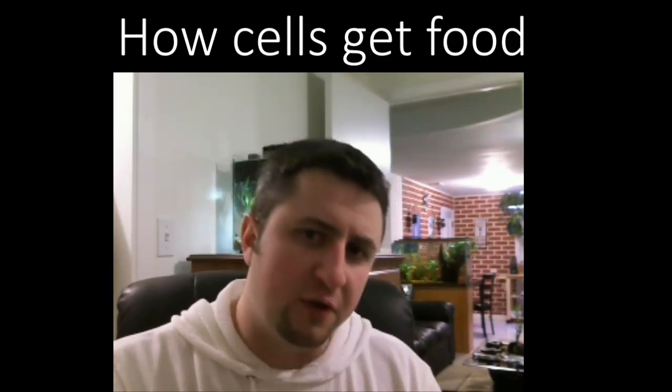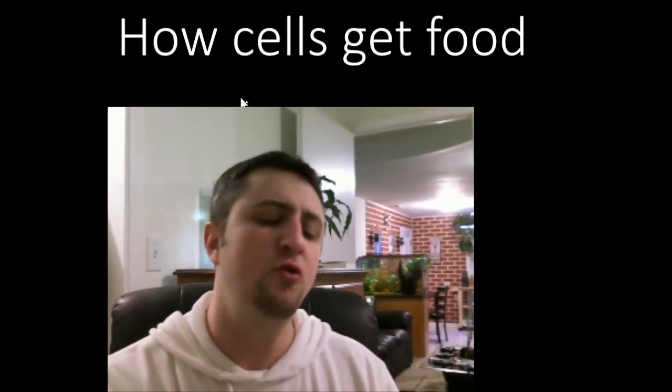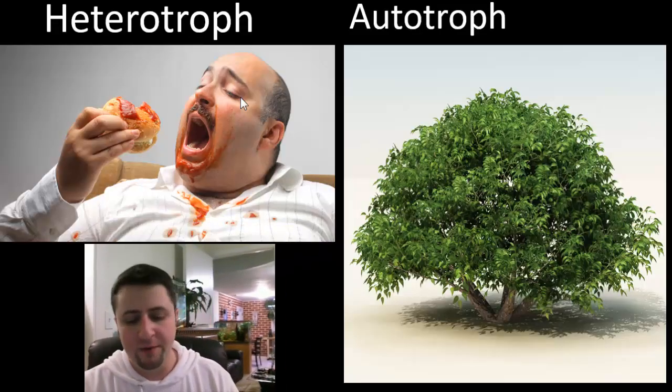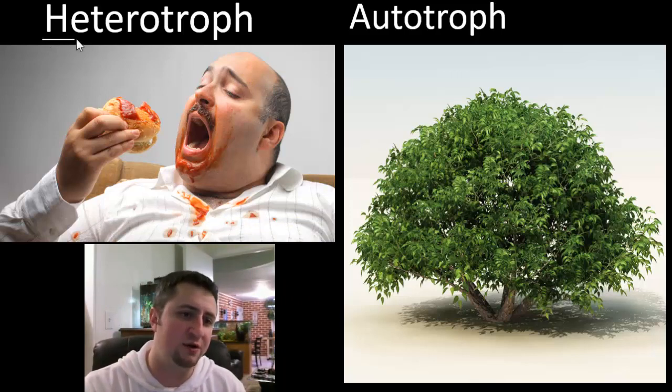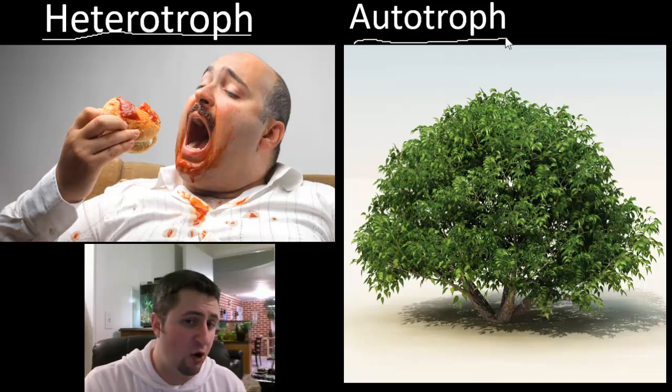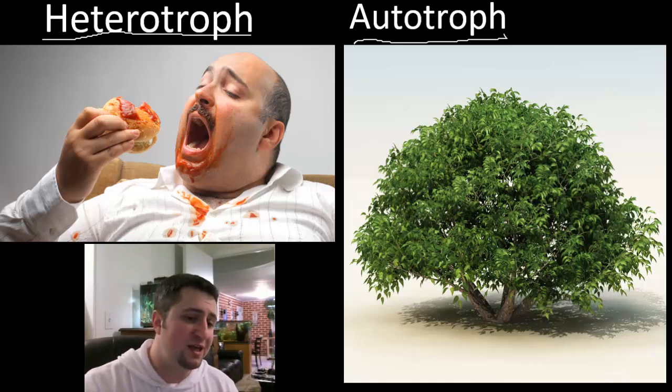Switching gears for a second, we're talking about how cells get food in the first place. Well, there exist 2 types of organisms on planet Earth. You either fall into 2 categories. Either you're A, a heterotroph, or B, an autotroph. Heterotrophs, based on this picture, you might be able to infer, have to eat their own food. And autotrophs can make their own food.